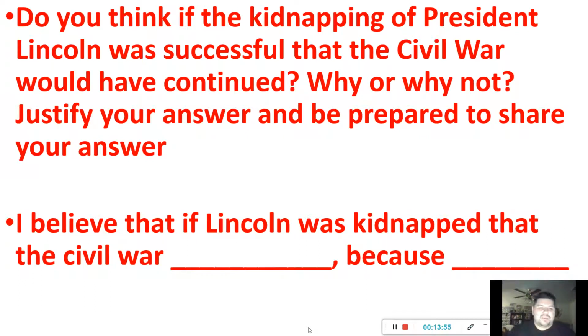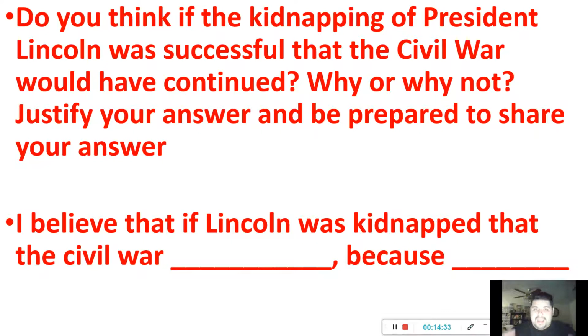All right, so here's your second question. Do you think if the kidnapping of Lincoln was successful, the Civil War would have continued? Why or why not? There's a writing prompt on the bottom right there for you. Now remember, a couple lessons before, Grant gave pardons to people. He let them go, said, turn in your gun, but you can go home. And a lot of those soldiers did. They went home. Some of them signed back up to fight. But a lot of them were like, you know what? No, I'm done fighting. I'm not doing this.